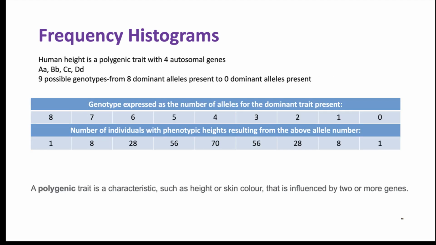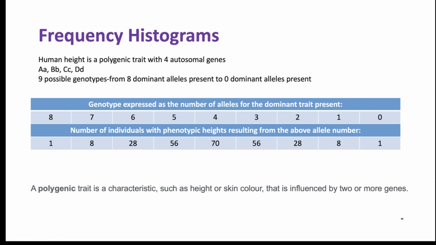This is an example here of what we call a polygenic trait. As you know, human height is not binary. It's not just tall and short. We have a whole range, a whole spectrum of different heights. And that's because there's actually four autosomal genes responsible for determining height, and they can either be dominant or recessive. Now, the tallest people have dominant alleles for all of them, okay? The tallest people have 8 dominant alleles, and the shortest people have 0 dominant alleles.